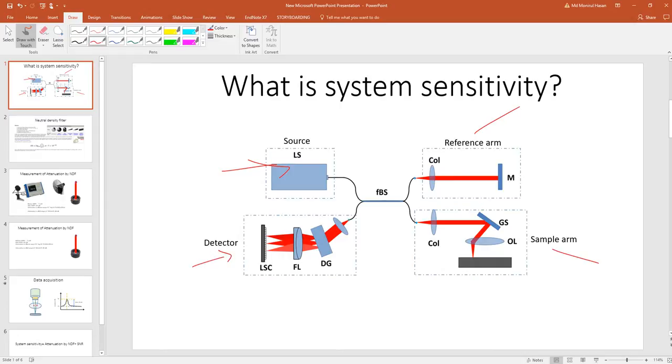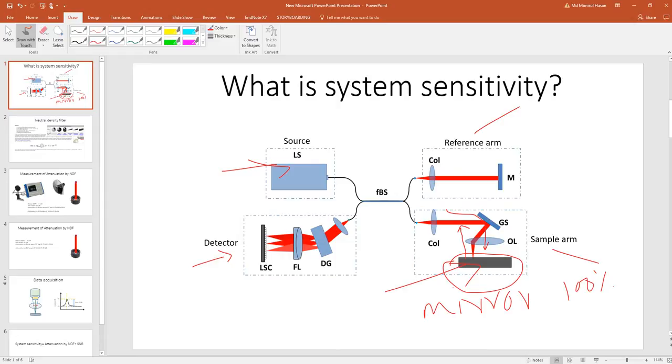So what does system sensitivity mean? It means that if you put a 100% reflective sample in the sample arm, then whatever amount of light is coming to the sample arm, the back-reflected light will be 100%. If you put a mirror here, a mirror is usually 100% reflective.